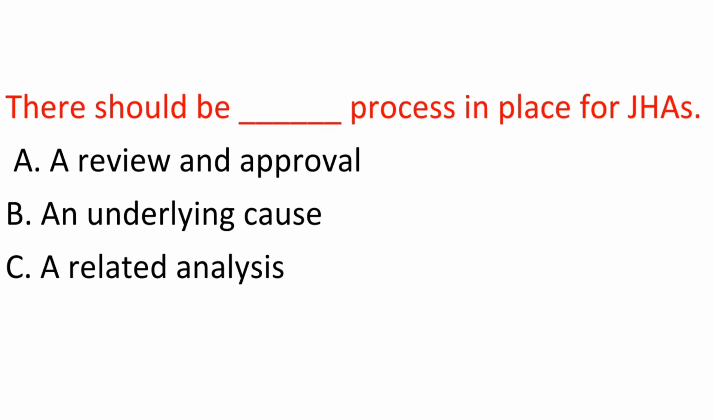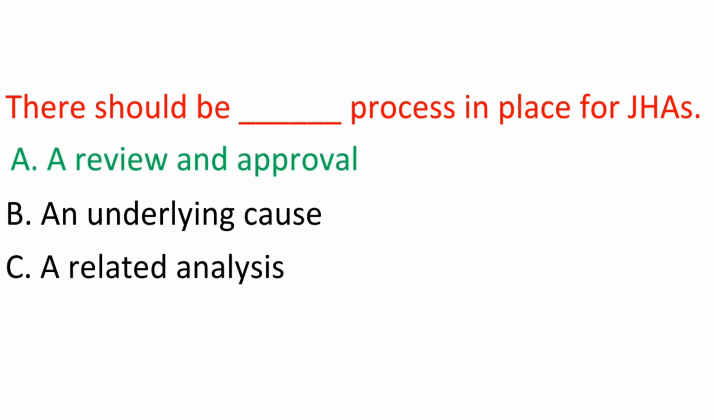Question. There should be a process in place for JHAs. A. A review and approval. B. An underlying cause. C. A related analysis. Answer. A. A review and approval.